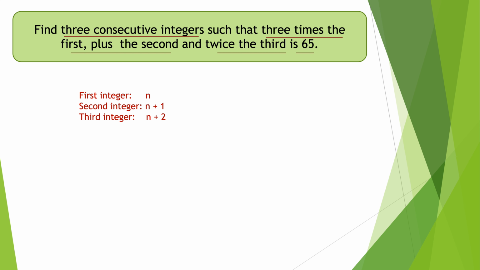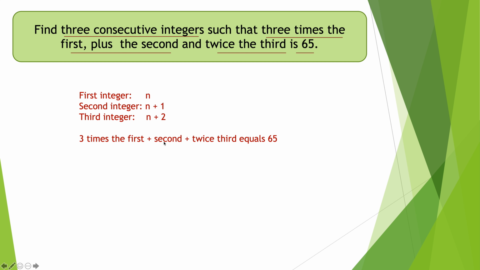Now we get a little more challenging. Find 3 consecutive integers such that 3 times the first plus the second and twice the third is 65. And I find that it can be very helpful to just rewrite what's underlined right here, and then focus on just a piece of it. Focus on just the part that says 3 times the first and write an expression for that. Well, 3 times the first would be 3n.